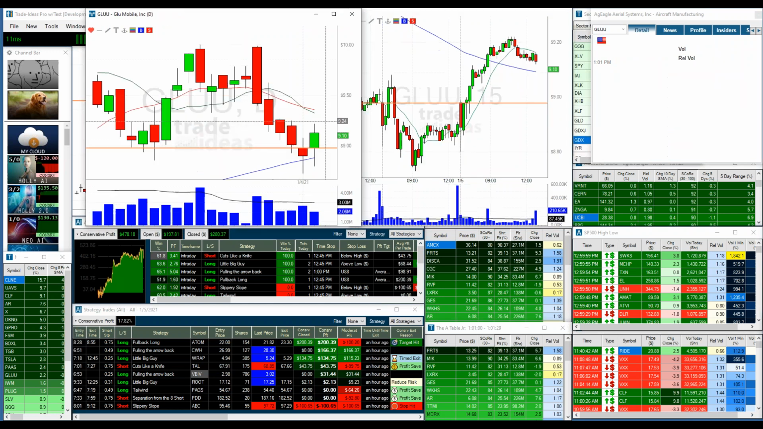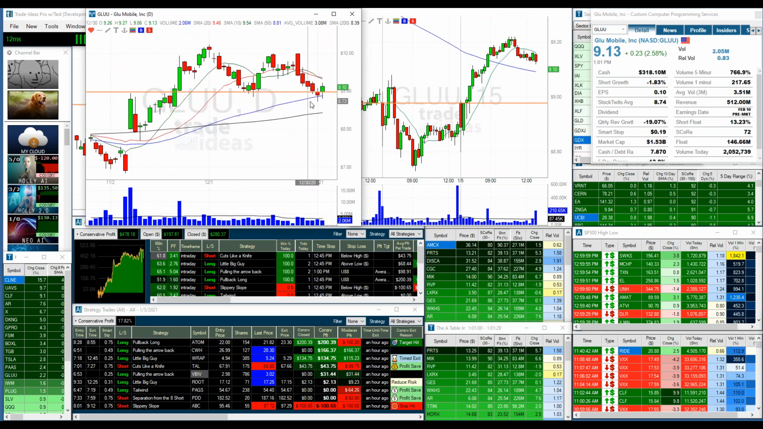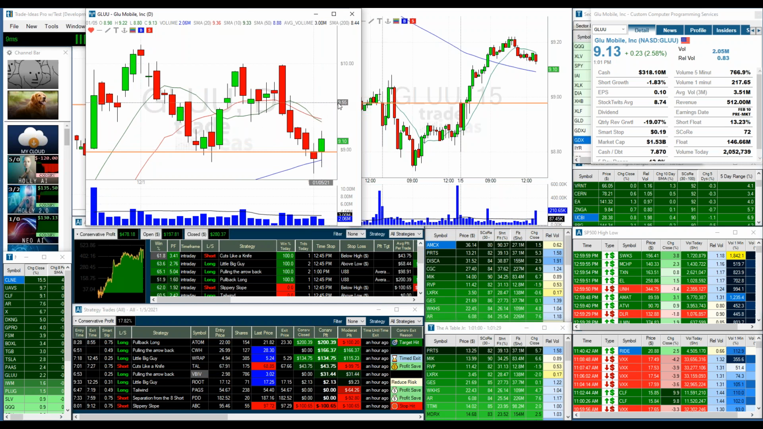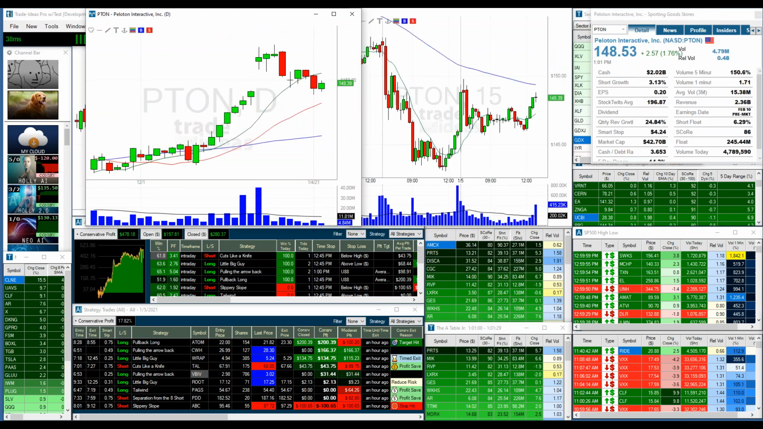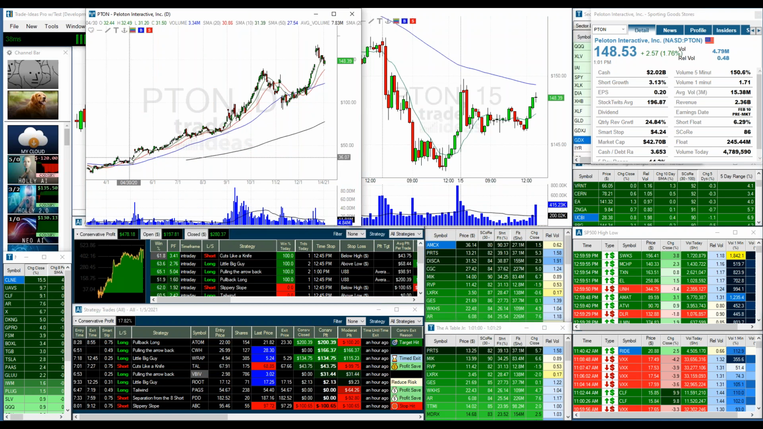What I can say is glue still might be in play. It's just bouncing off of that rising 50-day moving average, but not really interested in that. So going forward, just know that we're going to have some glues, and we're going to also have some pitons. Just so you know, Peloton was an early trade of the week back around $26 down here. So this is a great thing to leave you on.